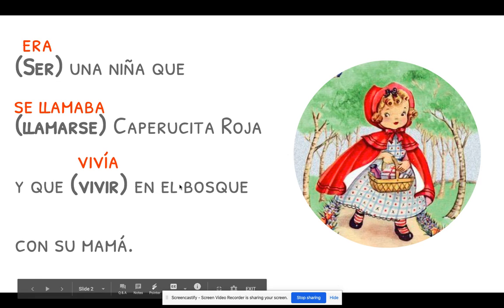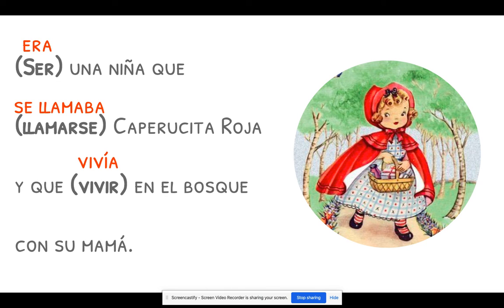You can also notice that here with the verb vivir, there's no time frame associated with her living in the forest. It doesn't say she lived there last year or that she lived there for a certain amount of time. We just know that she lived there for an undefined period of time sometime in the past. So all three of these are going to serve as our background for the beginning of our story.